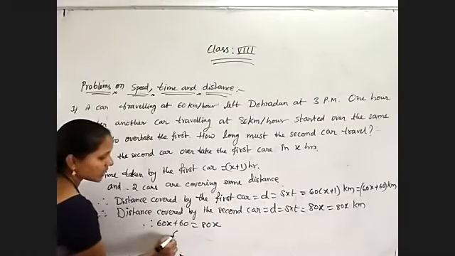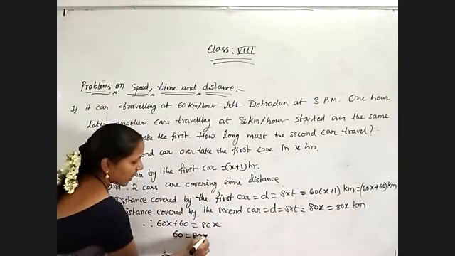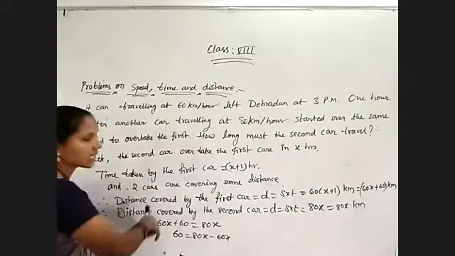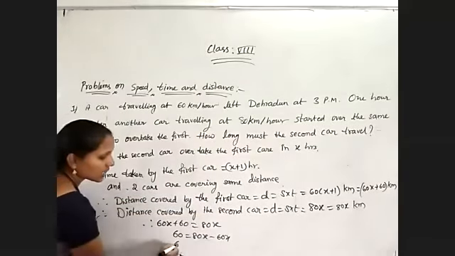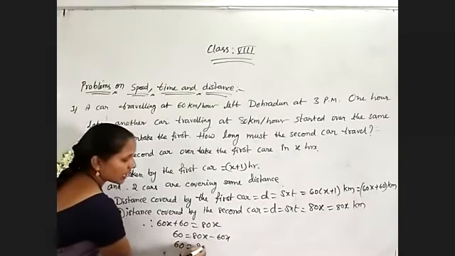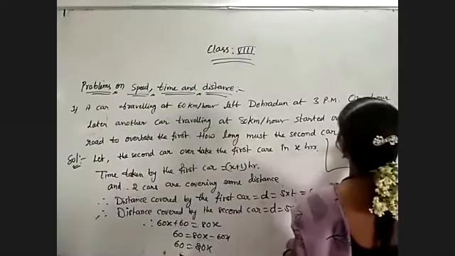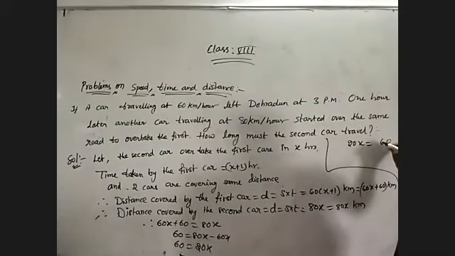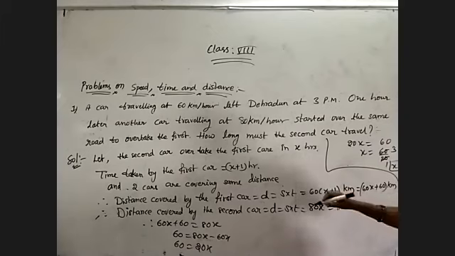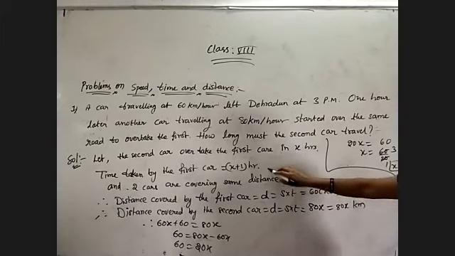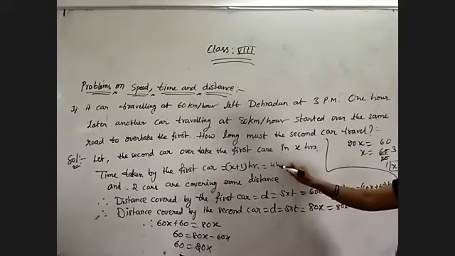Now bring the x terms to one side. 60 is equal to 80x minus 60x. This 60x I am bringing to the RHS. Then 60 will be equal to 80 minus 60, that is 20x. So writing LHS as RHS and RHS as LHS, that is 20x is equal to 60. x will be equal to 60 by 20. Two 3s are 6, so x is equal to 3 hours. So the time taken by the second car to overtake the first car is 3 hours, and the time taken by the first car is equal to x plus 1 hours, that is 4 hours.